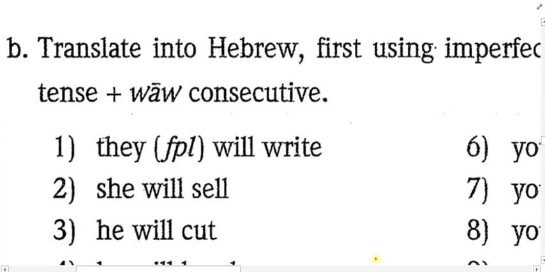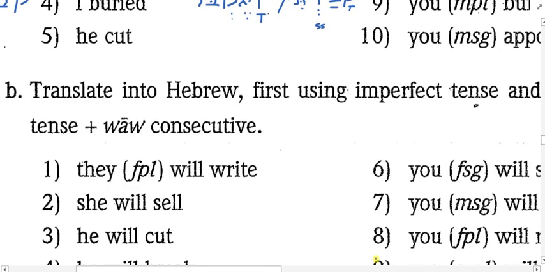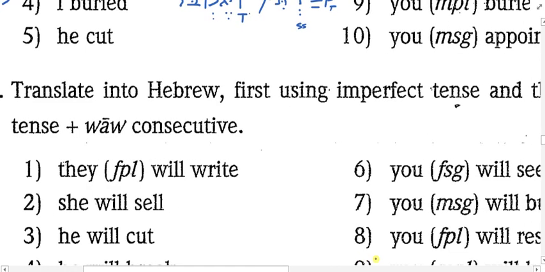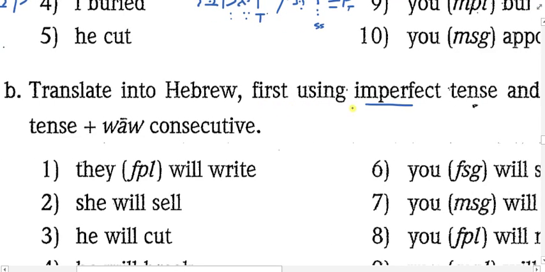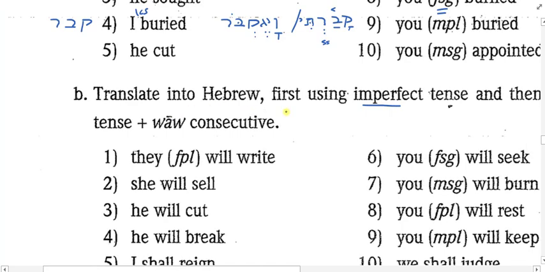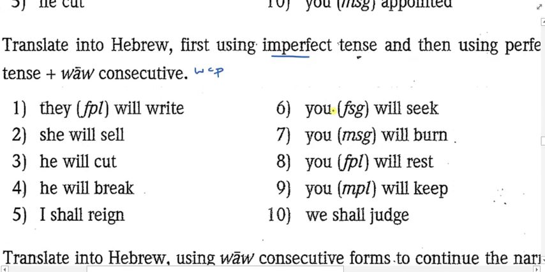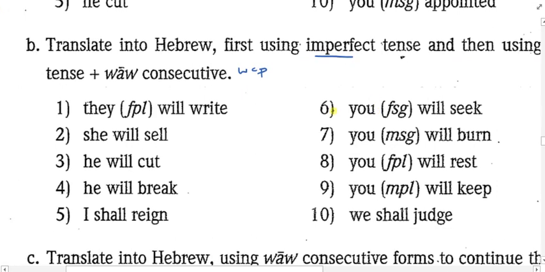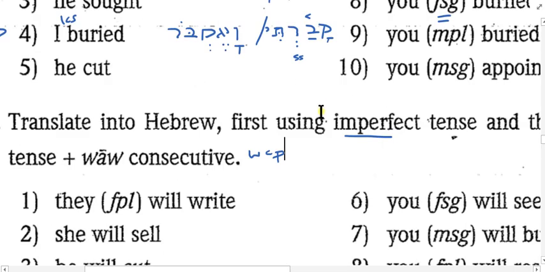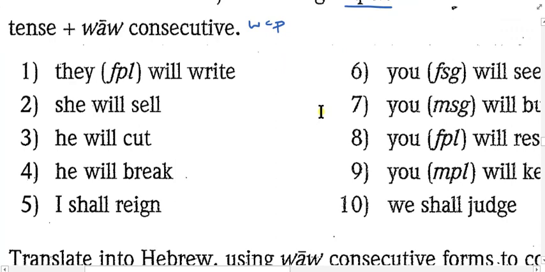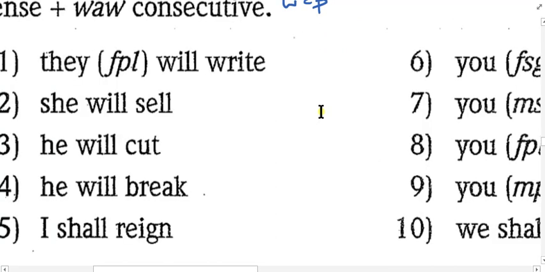Let's look at the B section. So here, what we're being asked to do is to translate these English verbs into Hebrew, but these are all futuristic verbs, and so what we can do is use the imperfect conjugation for those, or we can use WCP forms, okay? WCP, waw consecutive perfect. Number 5. I have an issue with number 5. Okay. Well, I don't know why you've got an issue with that, because you reigning is natural to your human condition. I shall reign.